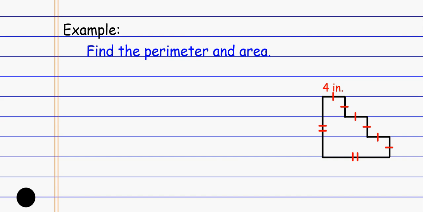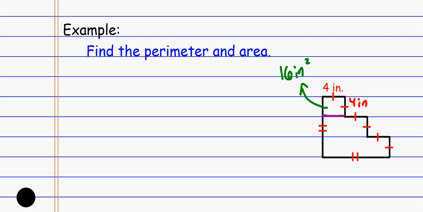Well, let's start breaking this thing into pieces. If I were to kind of section off this top, well, now I've created a square that's 4 inches by 4 inches. And I can easily find the area of that, all right? I find the area of that by doing base times height. So this is 16 square inches, okay?